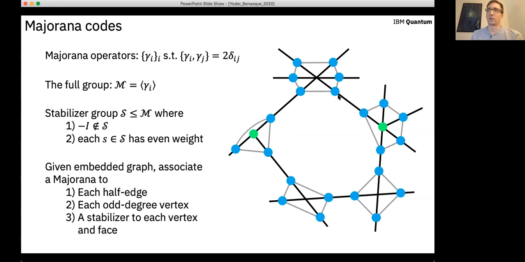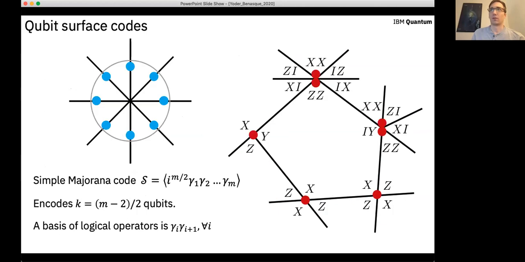And then also there's a stabilizer associated to the face, which is the product of all Majoranas around that face, excluding the odd degree ones. So if you draw the gray lines and you delete the parts of edges inside the gray, then you would get a new graph, and the stabilizers would be associated with the faces if you prefer that. We're not going to be working with this Majorana code for long. I just wanted to point out that it's a thing.